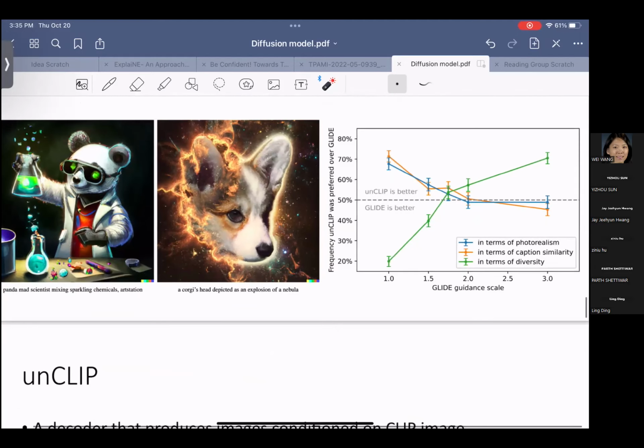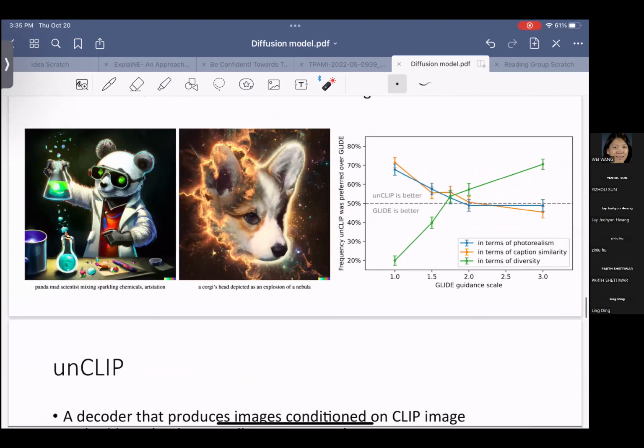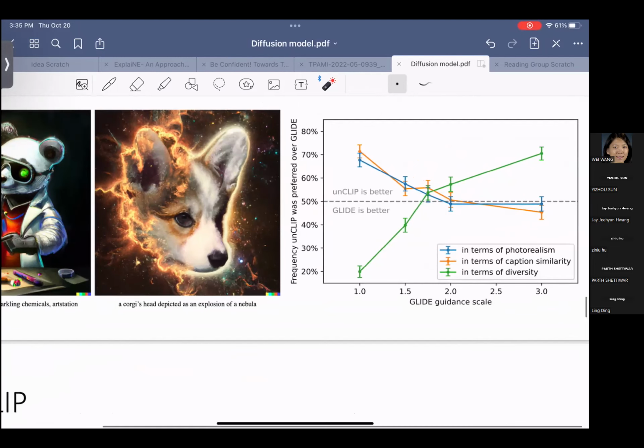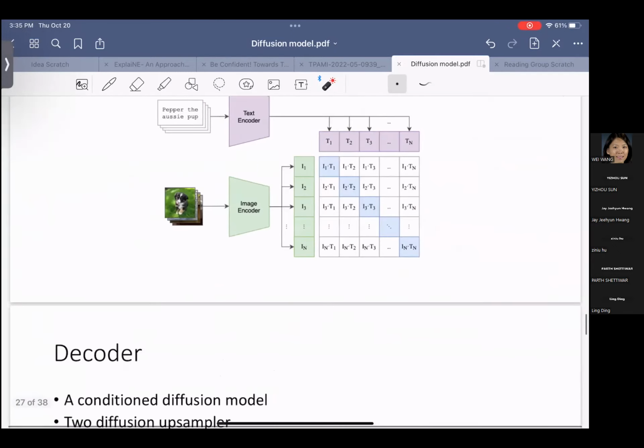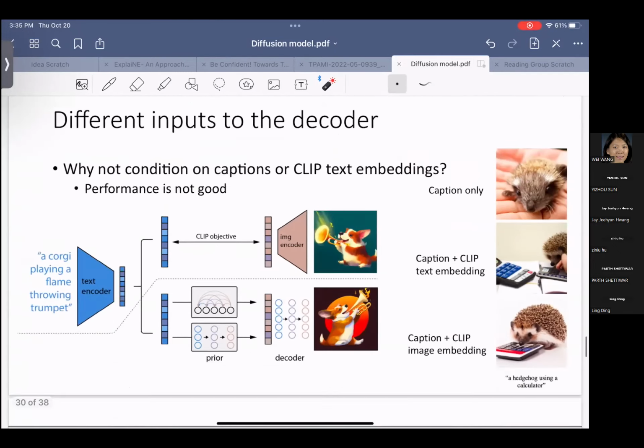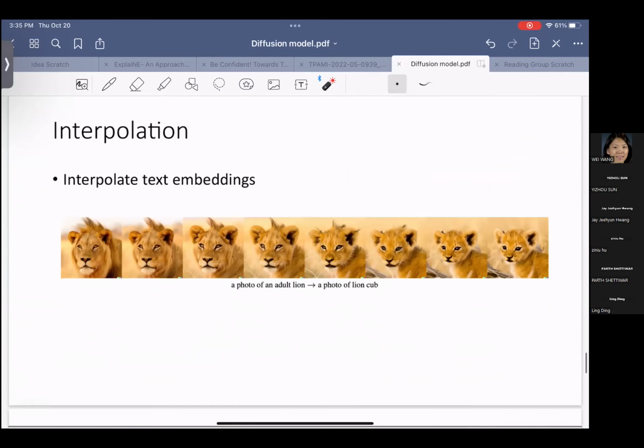Basically the two papers are by the same group of authors. And this is one thing they compare: they use different metrics, like photorealism, caption similarity, and diversity, to compare DALL-E 2 and GLIDE. What they found was that DALL-E 2 will usually win in terms of diversity, but for the other two, the models are comparable to each other. So in other words, they can both generate realistic images, but DALL-E 2 can give you more diverse images.